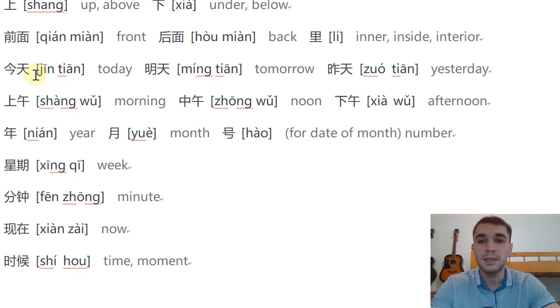Some other words, 今天 today, 明天 tomorrow, 昨天 yesterday, 上午 morning, 中午 noon, 下午 afternoon, 年 year, 月 month, 号 hour number, 星期 week, 分钟 minute, 现在 now, 时候 time moment.